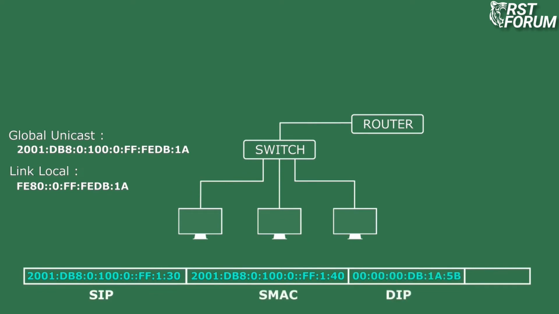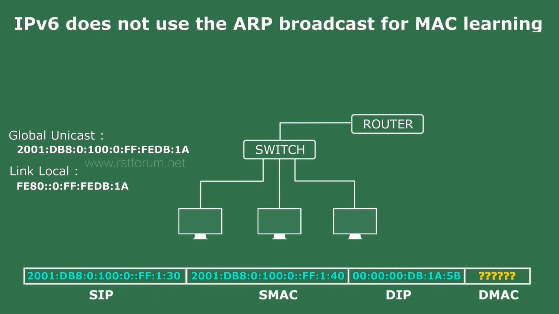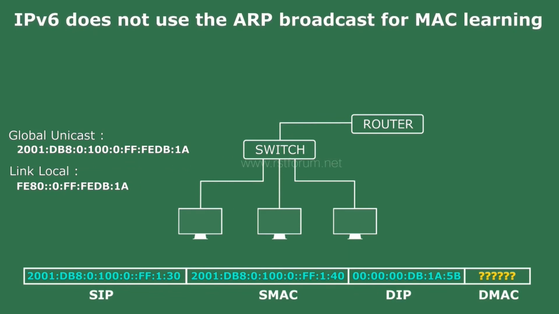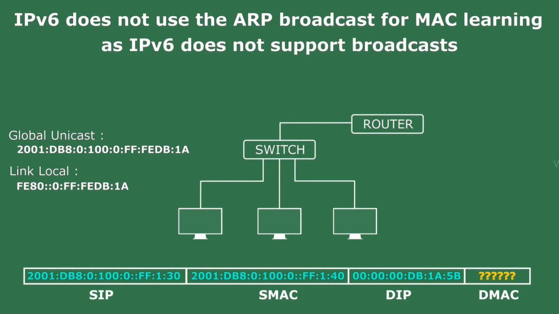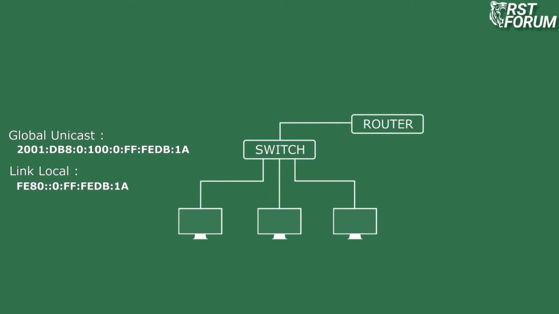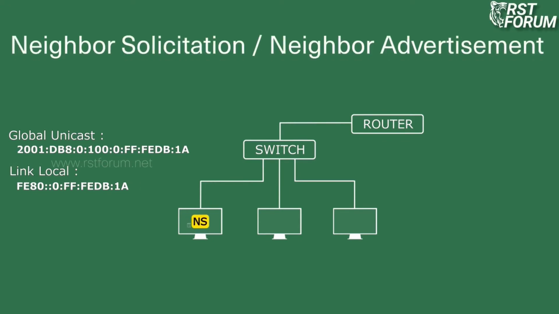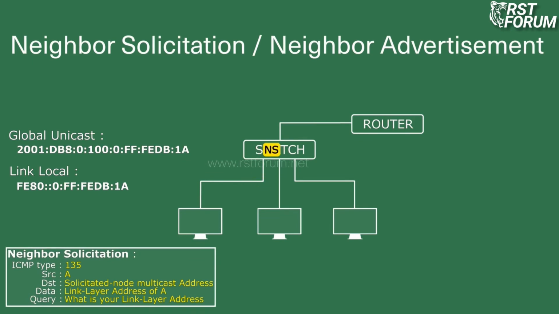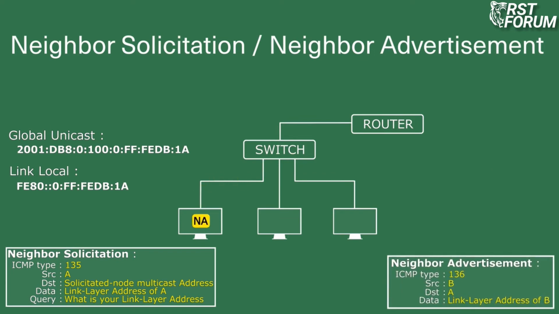But for communication on Ethernet LAN, they will need MAC addresses. IPv6 does not use the ARP broadcast for MAC learning, as IPv6 does not support broadcasts. IPv6 computers use the neighbor solicitation message to request for the MAC address. The relevant host on network sends neighbor advertisement message containing its MAC address.